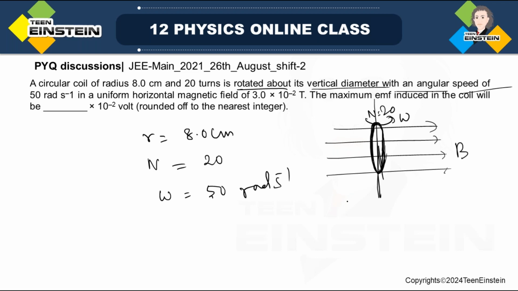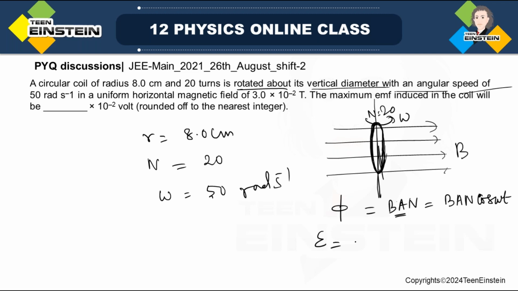So this is very simple, dear students. You know this phi will be B into A, N into A, right? N is the number of turns into A. So you have to remember this. Phi is B A N, B A, and this is the number of turns, total turns. Okay. So now B is given, A I will get, and N is the number of turns given. But how to find out? Say this B expression, you know, B A N cos of omega t. Okay.